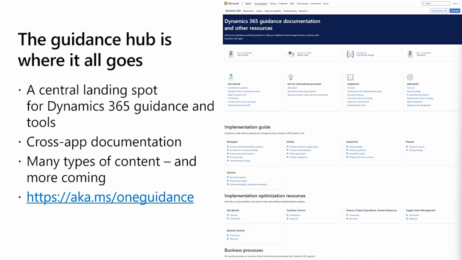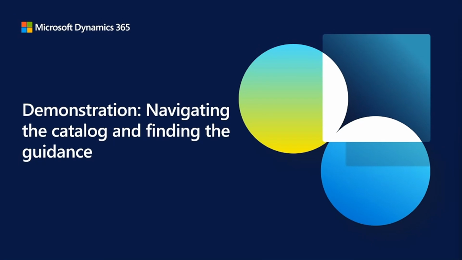If you want to learn more about what's available out there, I do encourage you to check out TechTalk number 1. And that's all found at aka.ms/1guidance. So what I want to do now is switch over and show you a little bit about how to navigate the catalog and how to find that guidance.